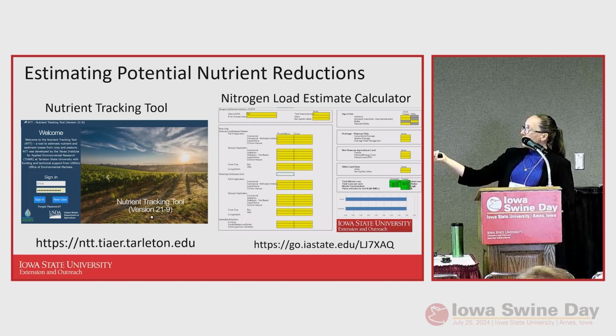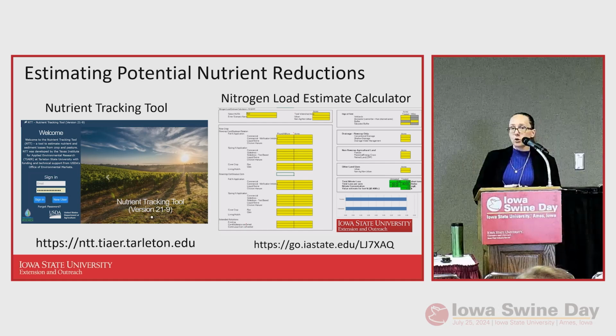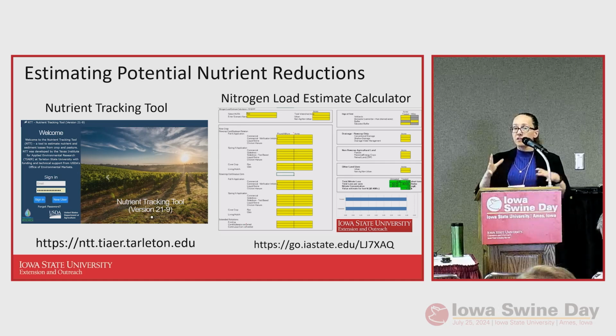The software on the left is the nutrient tracking tool. This was put together by a group at Tarleton University in Texas with support from USDA. This software is free, it's publicly available, and what it gives you is nitrogen loss, phosphorus loss, sediment loss, crop yield information, as well as water loss estimates from a specific field.